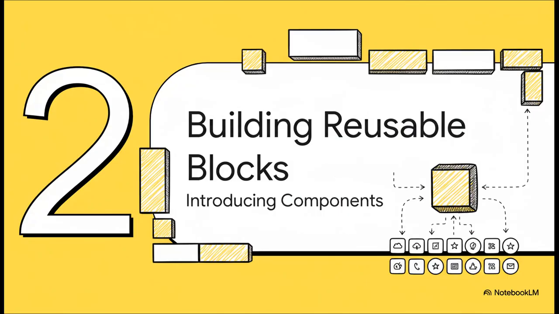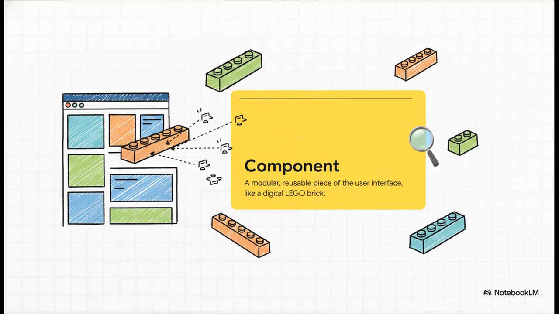So, the big question is, how do we build this thing efficiently? How do we avoid just copying and pasting code over and over again? Well, the answer is one of the most powerful ideas in all of modern development. It's called components. Think of them as reusable blocks that are going to be the very foundation of our entire app. So what exactly is a component?